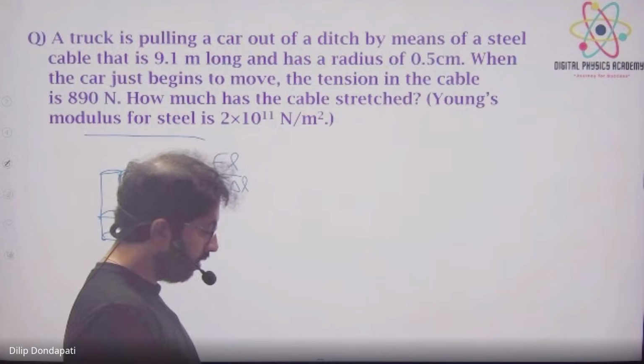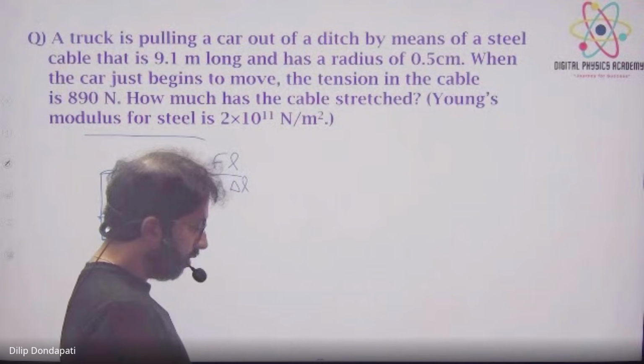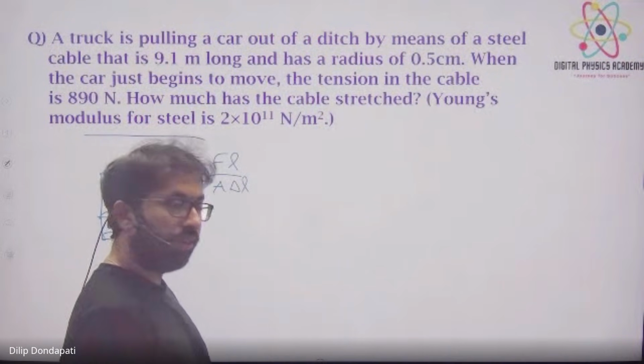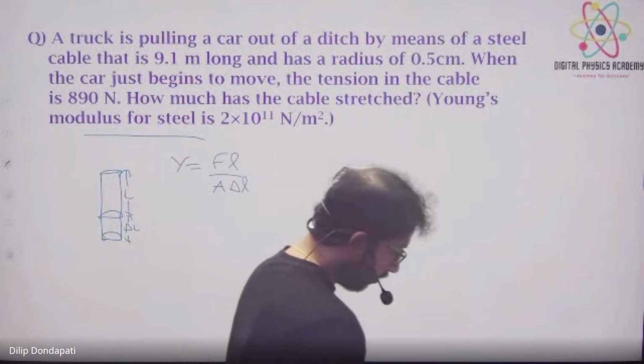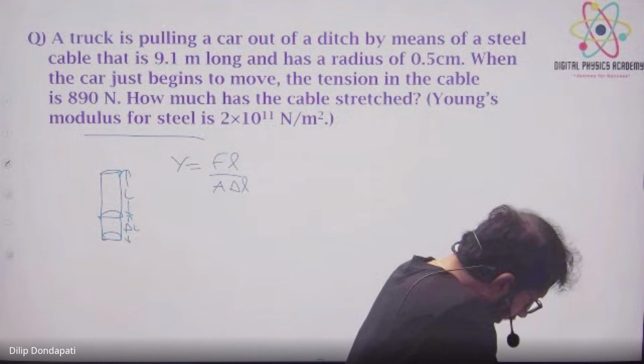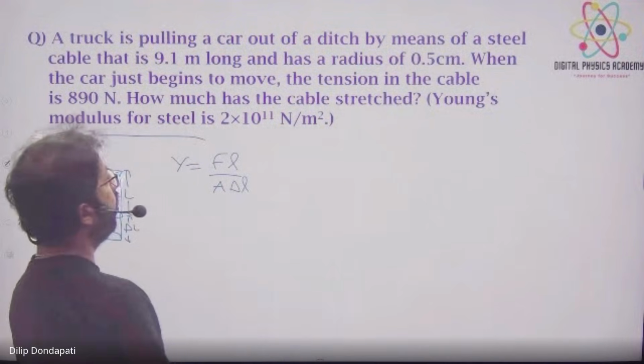Sir, 5.1 into 10 to the power minus 8. Minus 8, huh? Wrong. 5.1 is correct only, but the power of 10 is wrong. Maybe you made a mistake in units. It was given in centimeters, no? You converted, right?